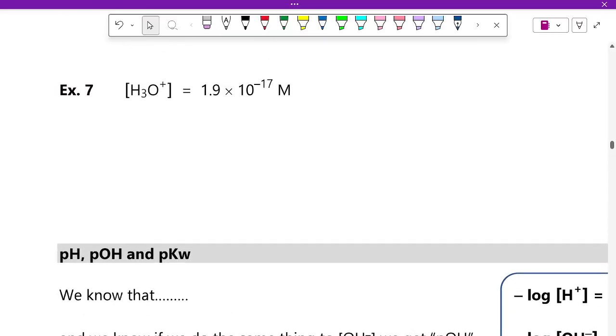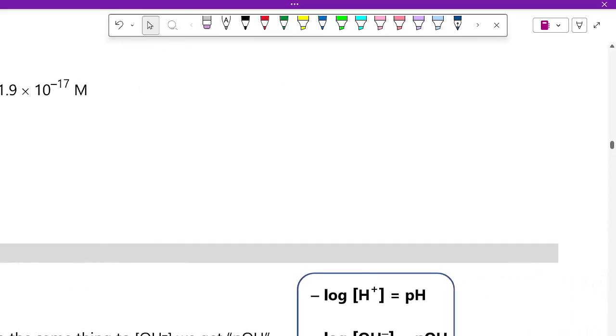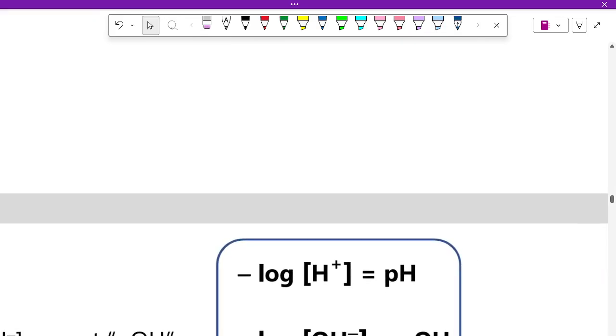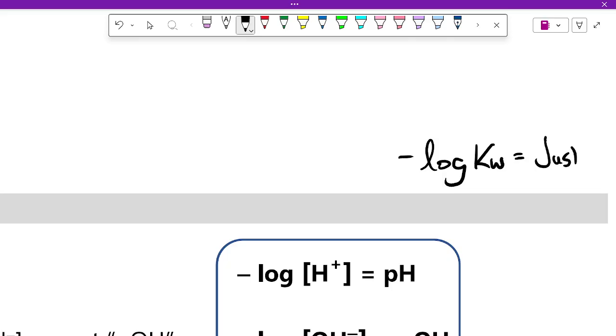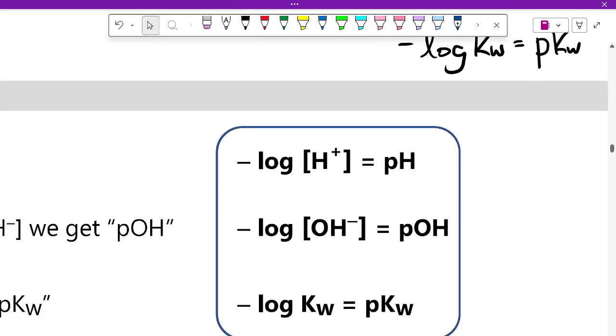So we know that pH is negative log of hydrogen, and we know that pOH is negative log of hydroxide. What do we call it if we take the negative log of Kw? We call it pKw. Okay, so there we go. Negative log of Kw is equal to pKw.